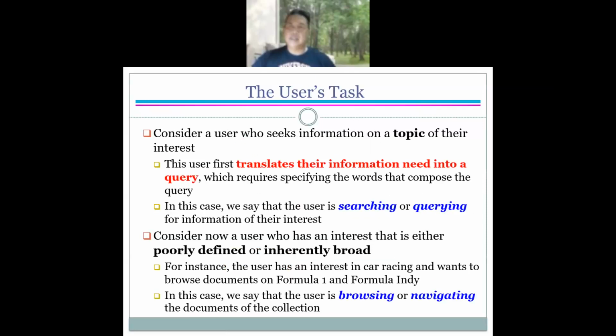Okay. So let's consider a user who seeks information on a topic of their interest. What we need to do is transform the information we need into a query. So based on the query, then we can do the searching and querying.